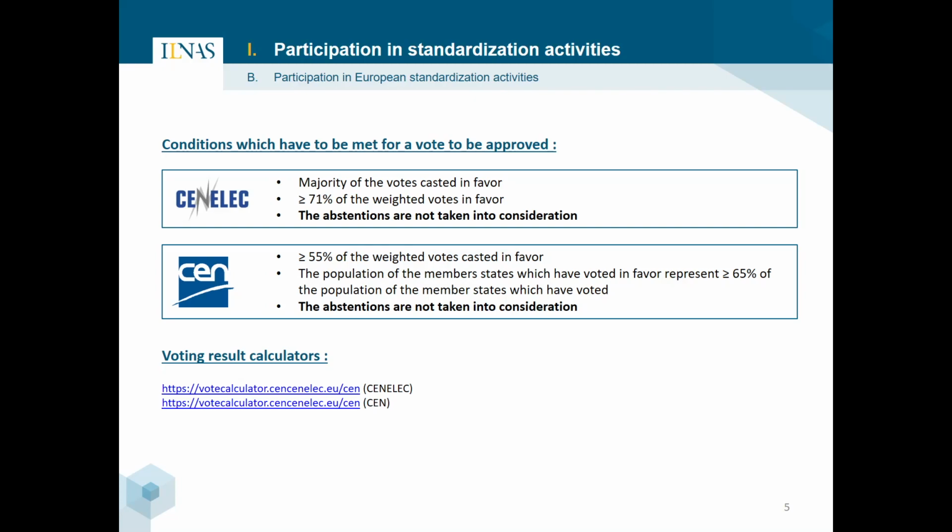For CEN, more than 55% of the weighted votes need to have been cast in favor, and the population of the member states which have voted in favor needs to represent more than 65% of the population of member states that participated in the vote, again, not taking into account the abstentions. Interesting to note is that CEN and CENELEC provide online voting calculators which can be used to simulate the voting results.